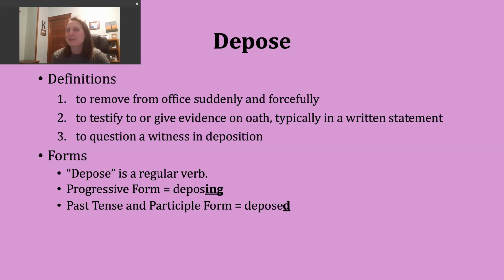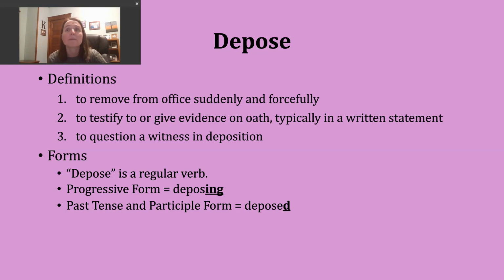For now, you should know that depose is a regular verb. The progressive form of this verb is going to require a spelling change. We have a verb that ends in the pattern of vowel, consonant, E, so we're going to drop the E before we add ing. That forms deposing. The past tense and the participle form of our verb can be made by just adding the letter D, since this verb already ends in an E.